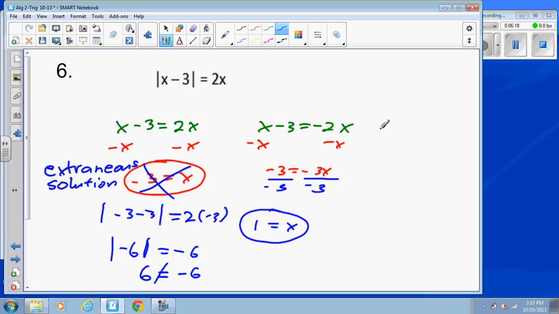So when we do this one over here, maybe one doesn't fit. We haven't checked that one yet. We're going to check that right now. Absolute value of 1 minus 3 equals 2 times 1. So absolute value of negative 2 equals 2. Absolute value of negative 2 is 2. 2 equals 2, that does work. So 1 is our only solution for this problem.